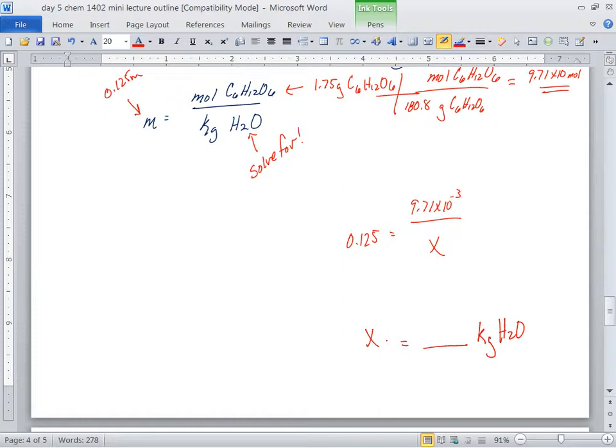Does water come out to be kilograms? Yeah, because that's what's in the denominator. We're solving for our x, which is kilograms of water. And they didn't care what units, so we'll just leave it in kilograms. What did you get? 0.07. Anybody else get 0.07? Yes. Excellent.